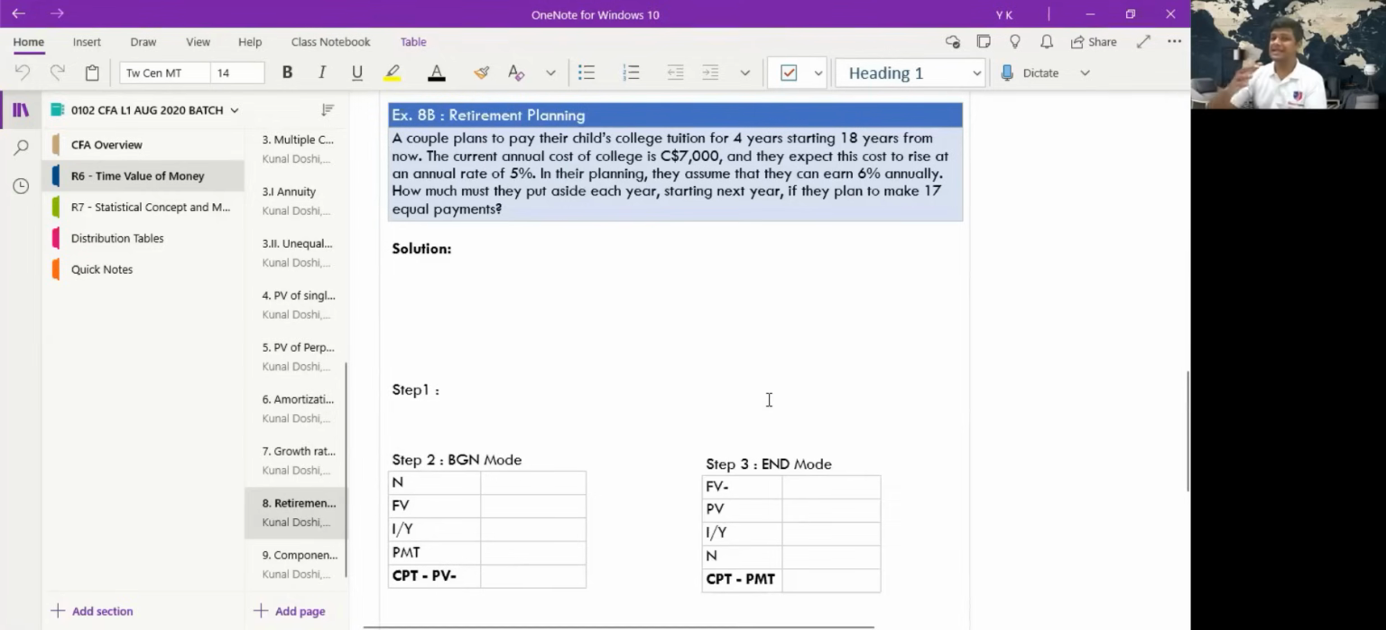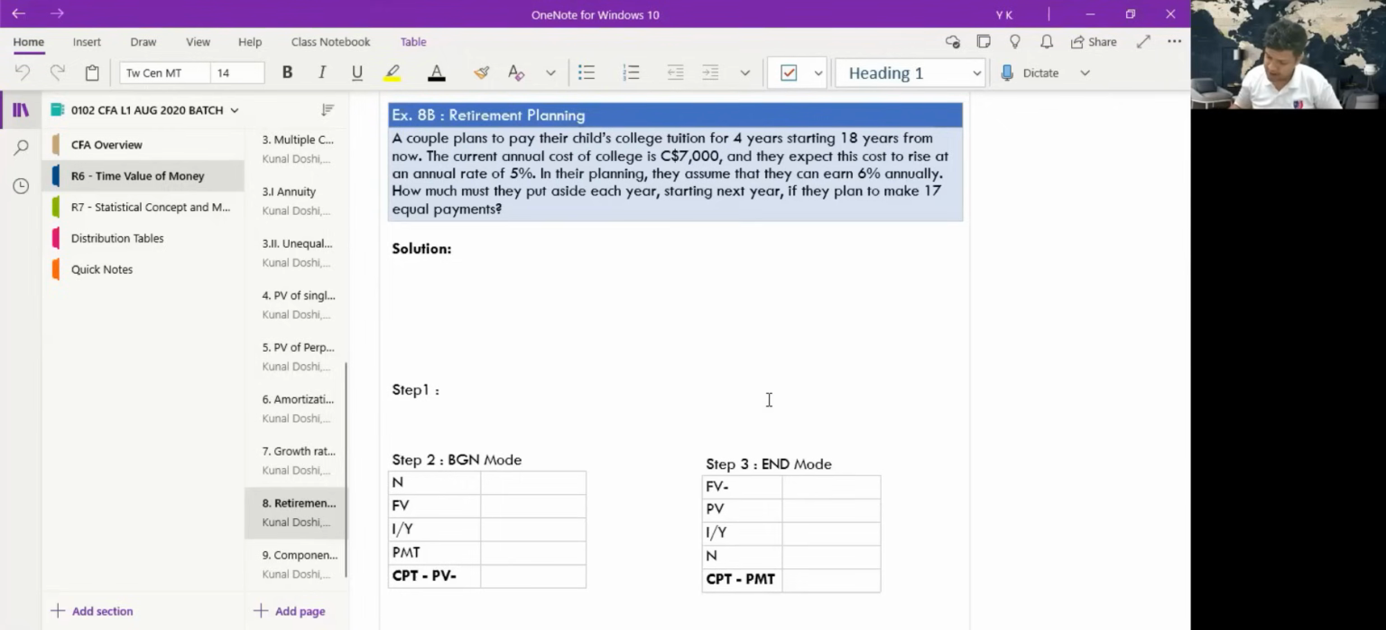So here, the second question is that a couple plans to pay their child's college tuition for 4 years, and see the twist now, starting 18 years from now. The current annual cost is Canadian dollar 7,000, and they expect this cost to rise at the annual rate of 5%. In their planning, they assume that they can earn 6% annually. So the costs are rising at a different rate and their returns on investment will be at a different rate. This question is different from the previous one. How much must they put aside each year starting next year if they plan to make 17 equal payments?